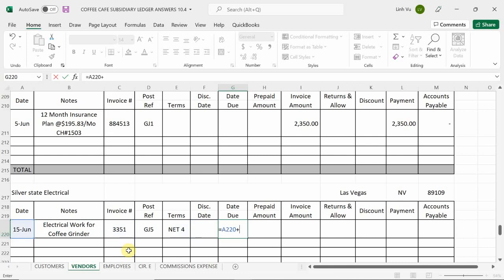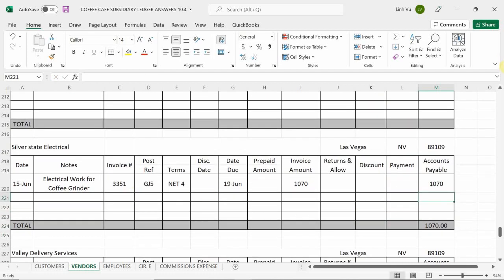And what date did you say? The 19th. 4 days, yeah. Yep, 19. Good. Amount of 1070. And we owe them. Yeah. So do the formula. And we owe them 1070.